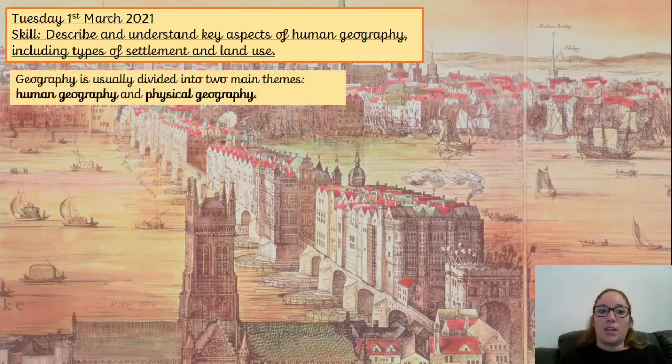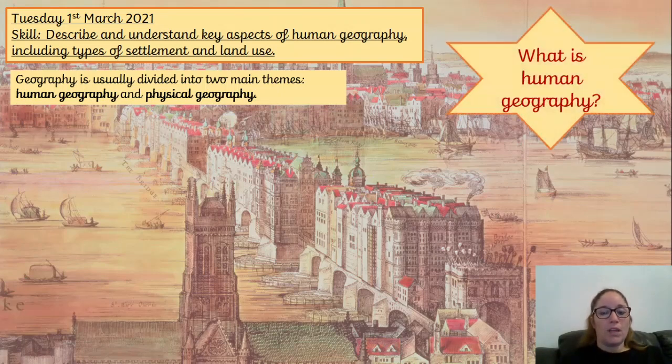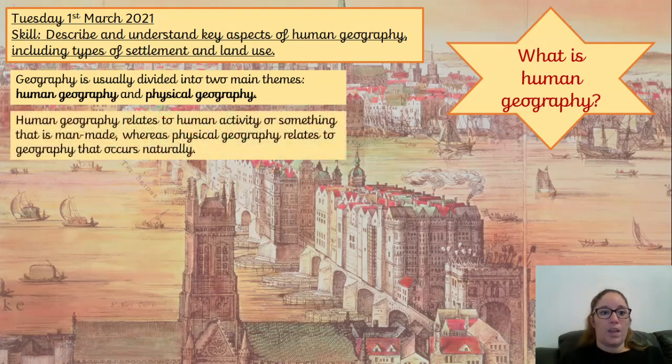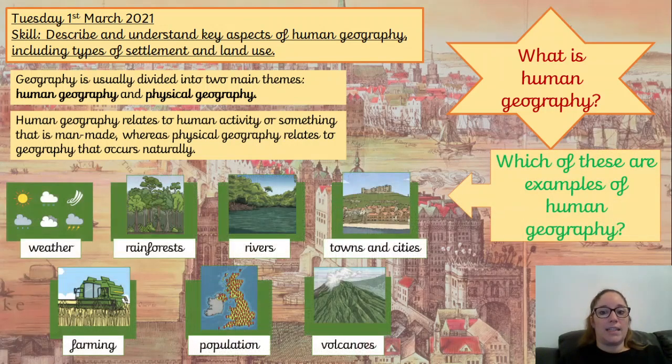So, geography is usually divided into two main themes. You've got human geography and physical geography. So what is human geography? So human geography relates to human activity or something that is man-made, whereas physical geography relates to geography that occurs naturally.